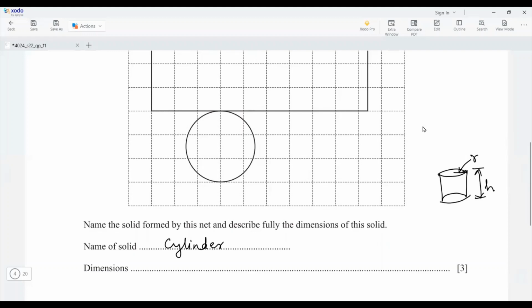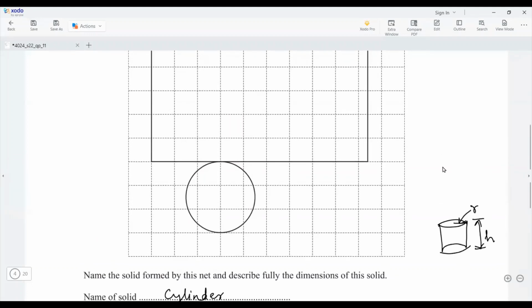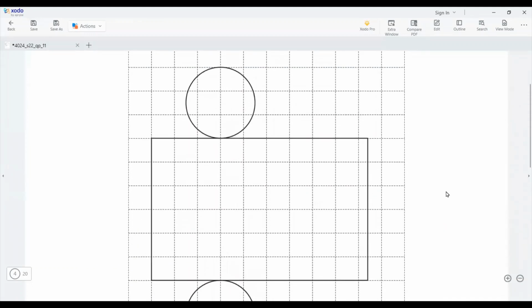So we have to tell what is the radius. We can clearly see this is a circle, and if we move from here till here, look at the number of the boxes. There are three boxes. If we divide that 3 by 2, it results in 1.5 centimeters. So 1.5 centimeter is basically the radius of that cylinder.